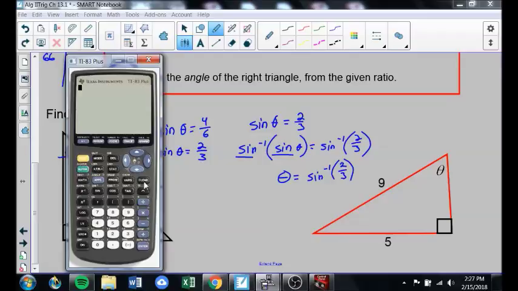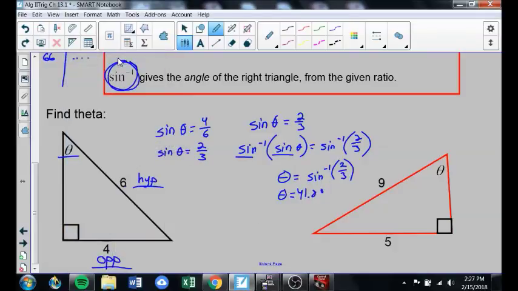Because we don't use the paper logs anymore, we're just going to do this in our calculator. If I do second sine, that's inverse. This right now is sine inverse. So the sine inverse of 2/3 is 41.8 degrees. Theta is 41.8 degrees. And if I know that theta is 41.8, this must be 48.2 because they have to be complementary.